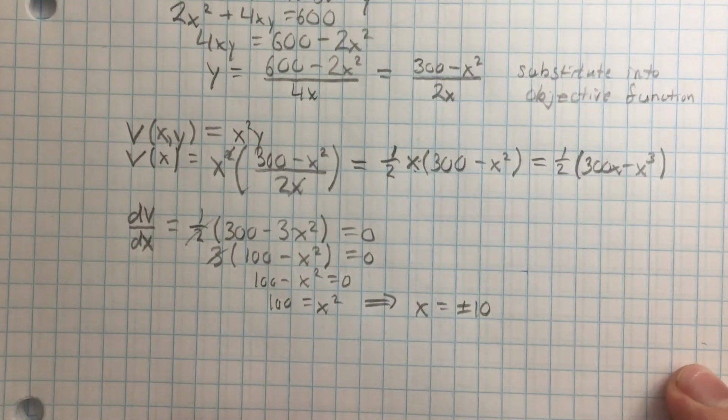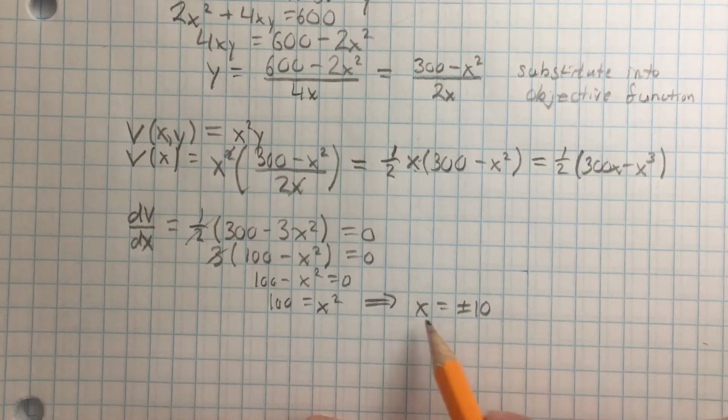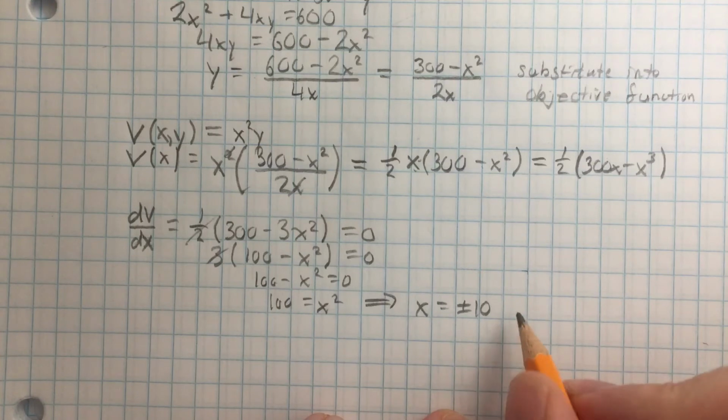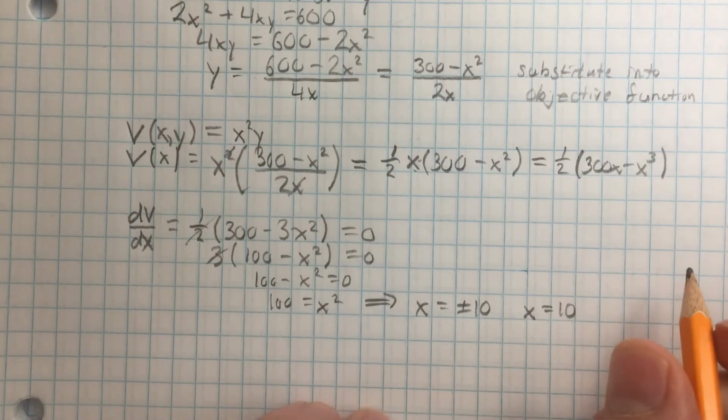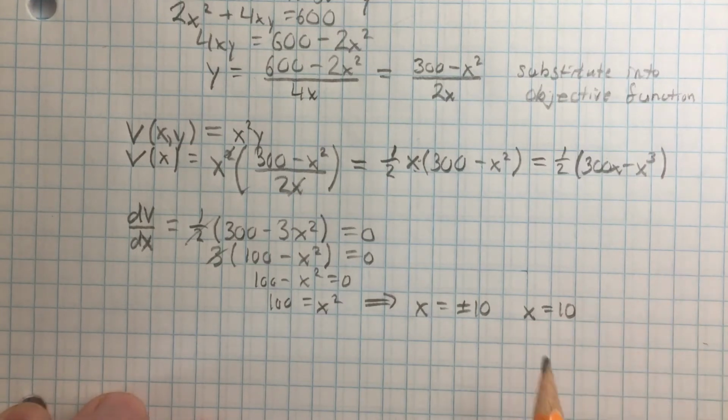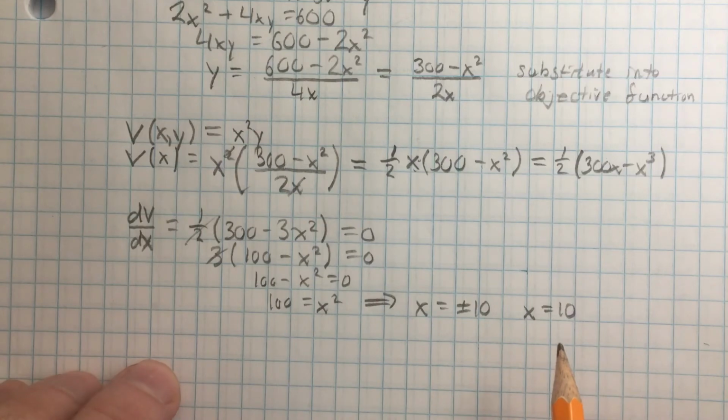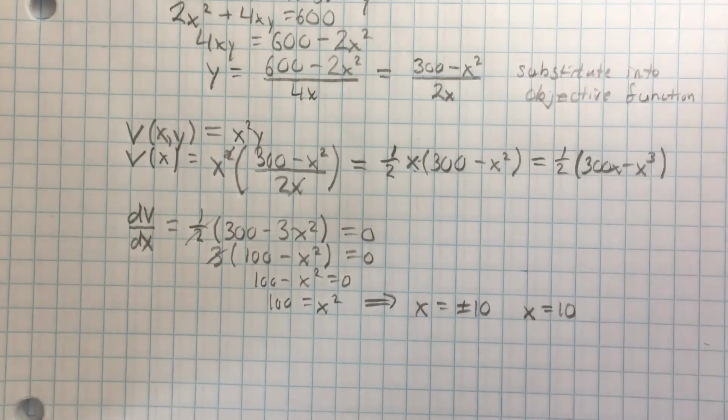Now we're dealing with physical objects here, so there are no negative lengths or widths or anything like that. So we immediately discard the negative 10, that's not necessary, and keep only x equals 10. Now I want to know if this is actually a maximum, minimum, or nothing. It could be nothing at all. Maybe there's no maximum in this problem. Not every problem has a maximal solution or a minimal one. Can't optimize everything.